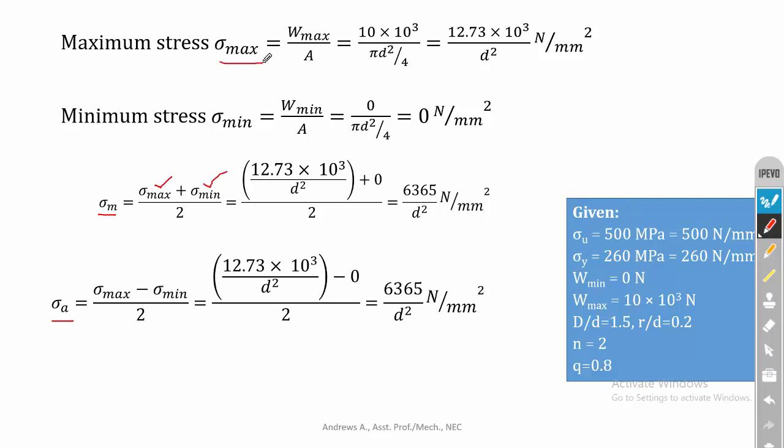So sigma max, since it is axial load, is equal to load by area. Here it is maximum load, so substitute maximum load divided by area. In the problem, the maximum load is 10 into 10 power 3 Newton. Then the cross section is a circular one, and we know that for a circular cross section, A is equal to pi by 4 d square. One thing is very important: there are two diameters, one is capital D and the other one is small d.